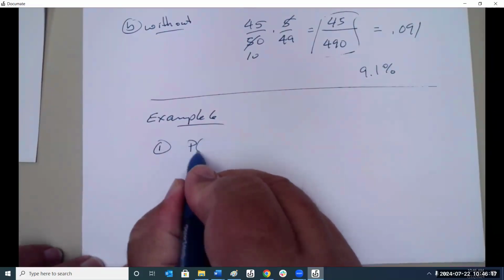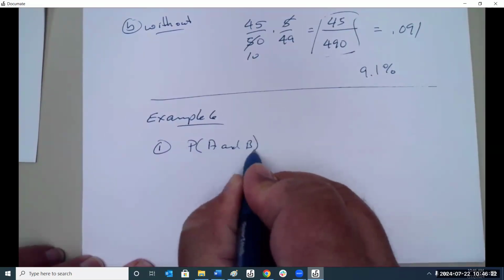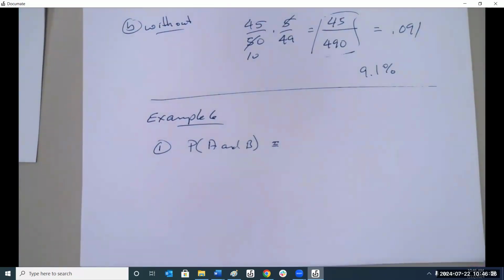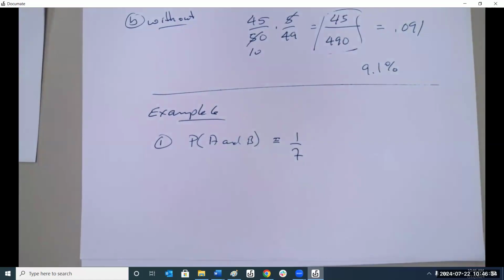So in other words, the first person, let's call him A and B. So if they're both born on the same day of the week, what's the probability there? 1 out of 7. Only 7 days, right?